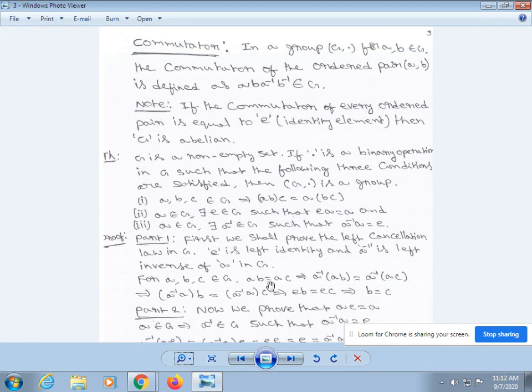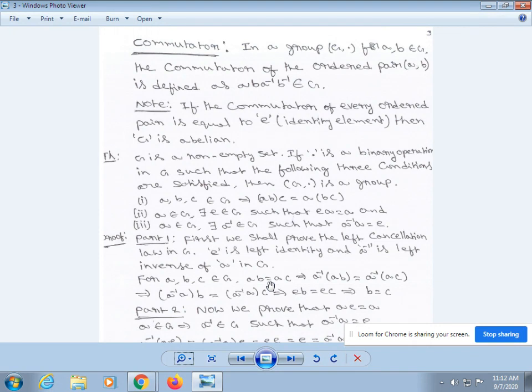The first one: a, b, c which belong to G implies (ab)c equals a(bc). Next, the second one: for a belongs to G, there exists e belongs to G such that ea equals a. And the third one: for a belongs to G, there exists a inverse which also belongs to G such that a inverse a is equal to e.